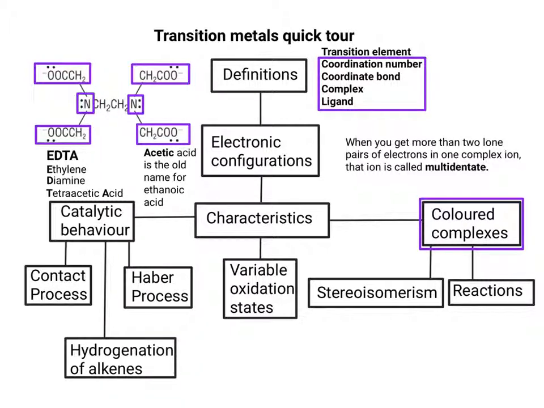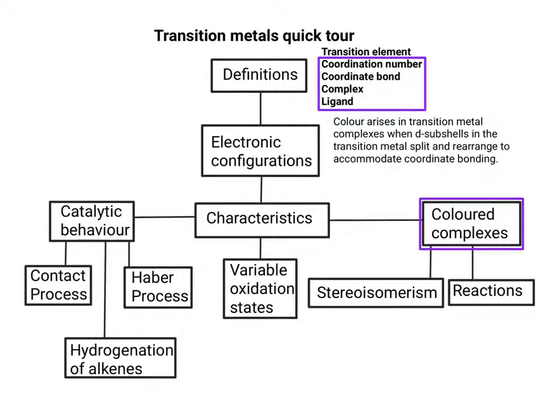Okay, so let's now move on to the different colours that you need to be aware of. So in the first instance, colour arises in transition metal complexes because the d subshells in the transition metal split and rearrange themselves to accommodate coordinate bonding.